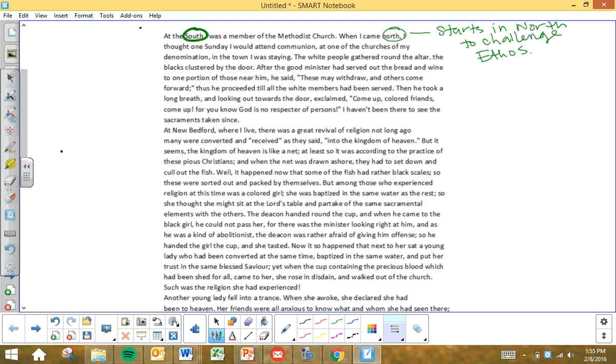So when I came north, I thought one Sunday I would attend a meeting at one of the churches of my denomination in the town I was staying. The white people gathered around the altar, and the blacks were clustered at the door.